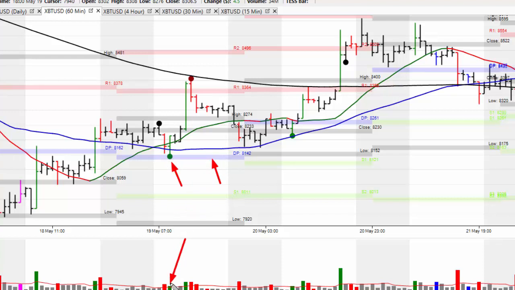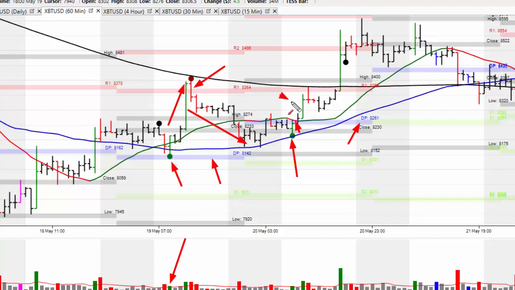And there is some buying around as well, professional buying, because we've got the green bar. The market goes up to the R1. They fade the signal, bring it all the way back. But again, the market is now back above the close of the previous day, back above the DP level.